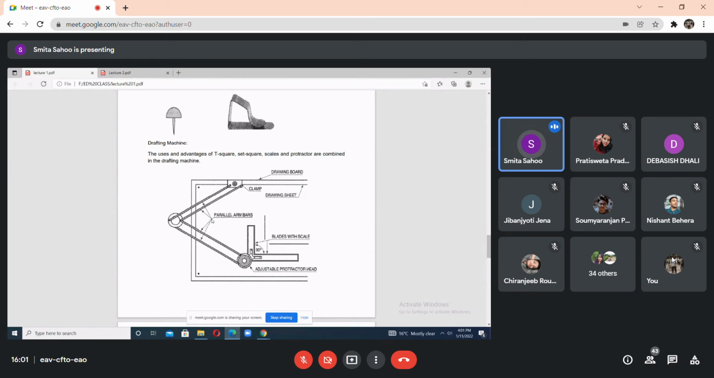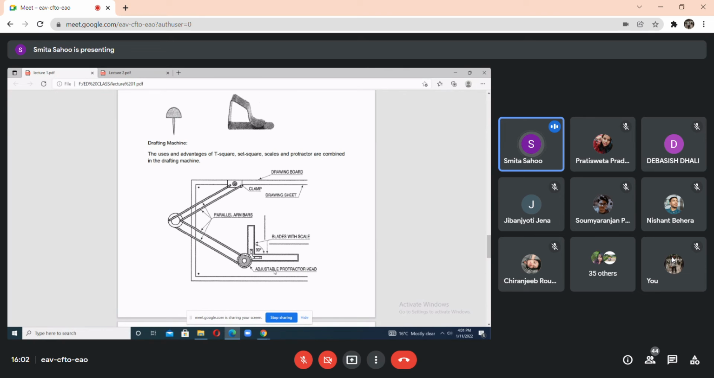So here we can see that there are 4 parallel arm bars, which are helpful in the purpose of drawing by keeping this scale in position. The scale is kept in position with the help of these parallel arm bars. Now the two scales are here at 90 degrees with each other. And once you have set this scale as per the paper, it won't move. It will remain as it is.